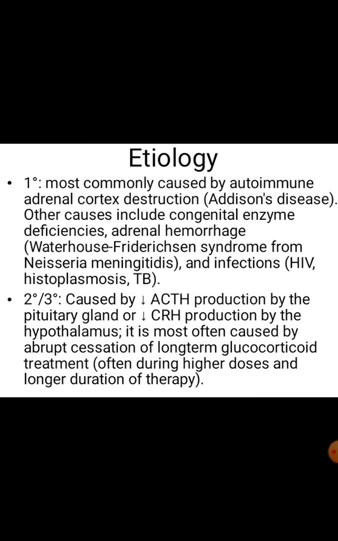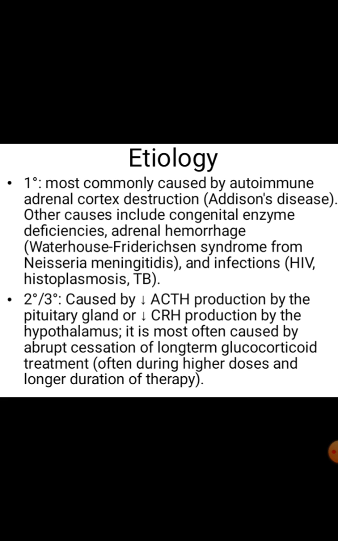Etiology: primary, most commonly caused by autoimmune adrenal cortex destruction, known as Addison's disease. Other causes include congenital enzyme deficiencies, adrenal hemorrhage, also known as Waterhouse-Friderichsen syndrome, from Neisseria infection, and infections like HIV, histoplasmosis, and TB. Secondary causes include decreased ACTH production by the pituitary or decreased CRH production by the hypothalamus.